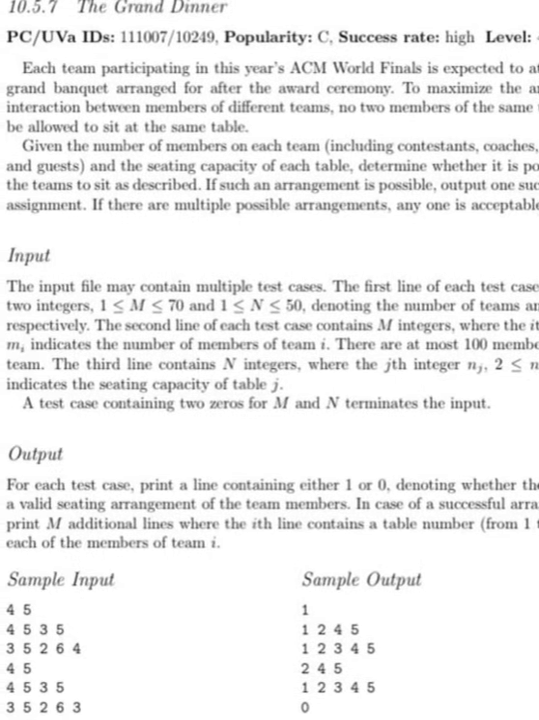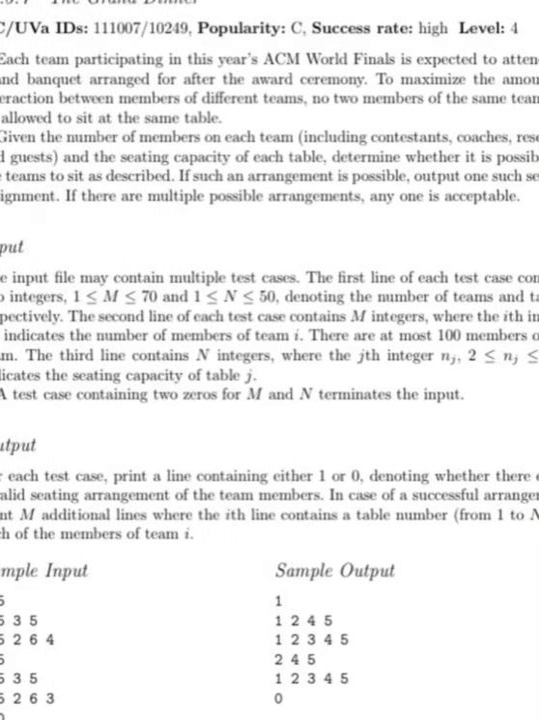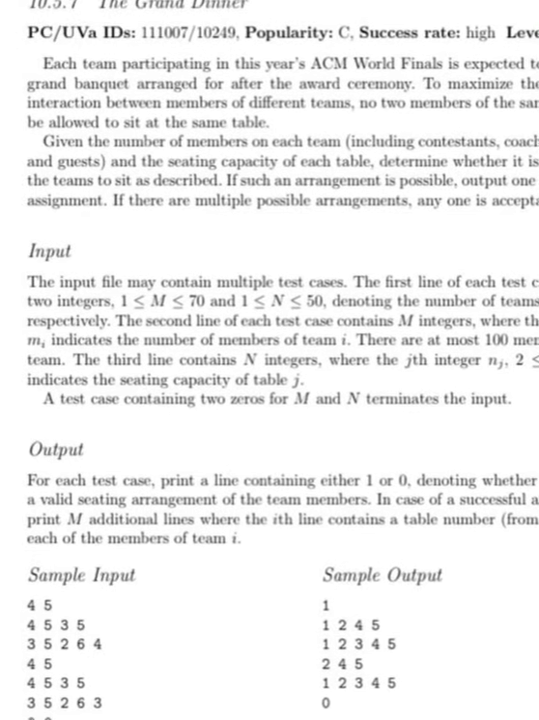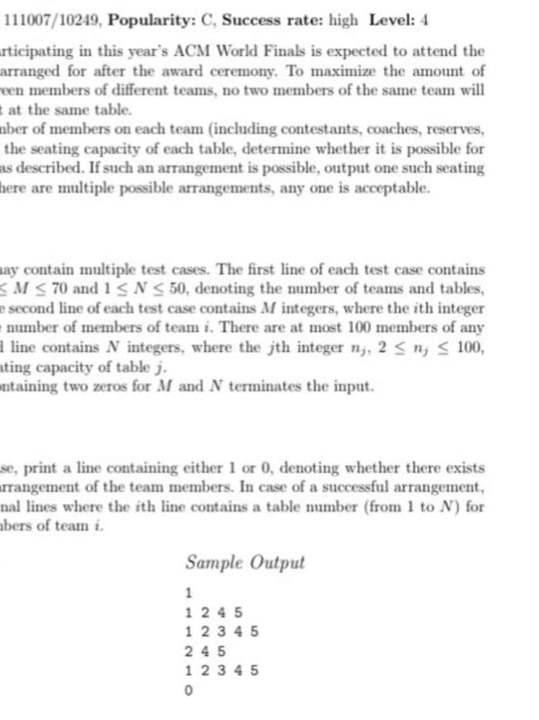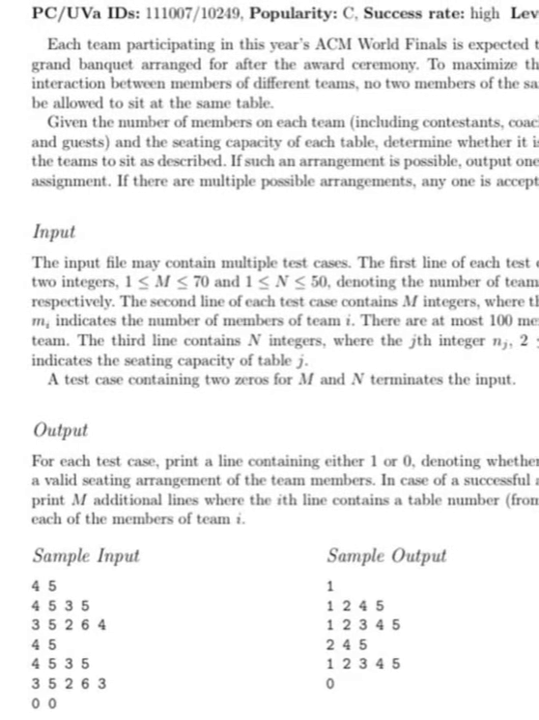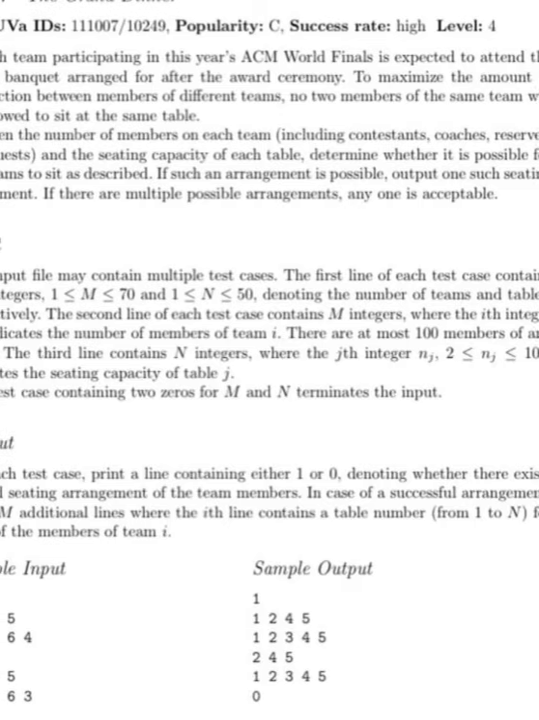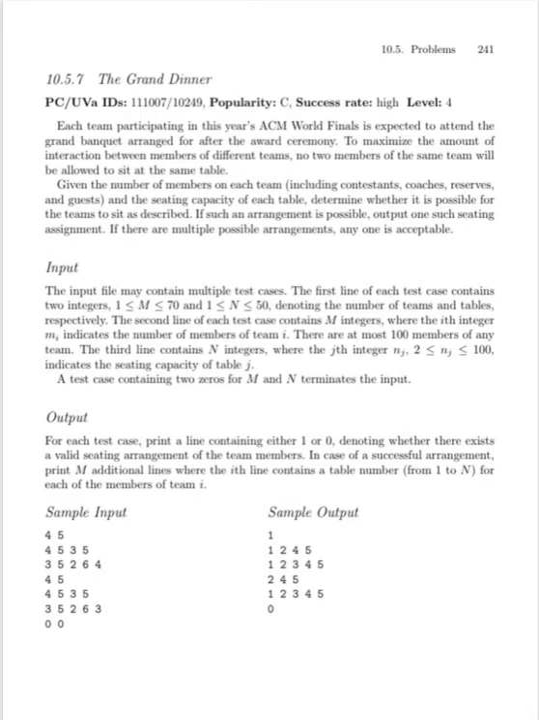each table. So what we have as input is the number of members in each team and the capacity of each table. Determine whether it is possible for the teams to sit as described. If such an arrangement is possible, output one such seating arrangement. If there are multiple possible arrangements, any one is accepted. So we need to find out whether this kind of arrangement is possible within the available number of teams and the available number of tables.